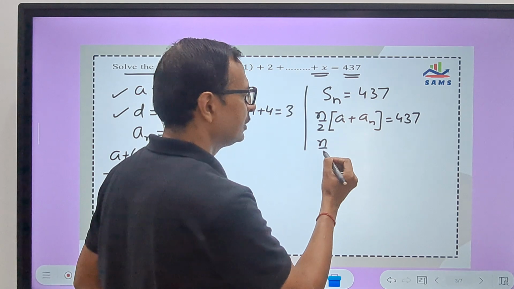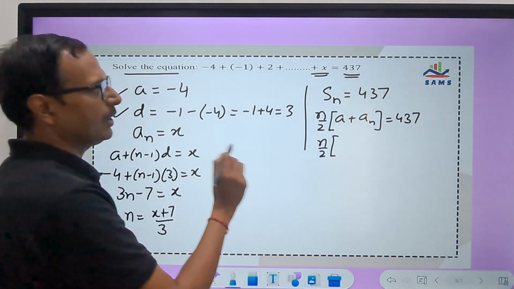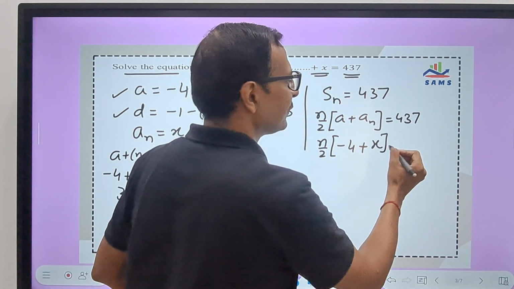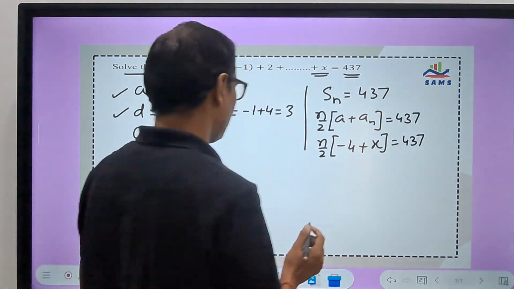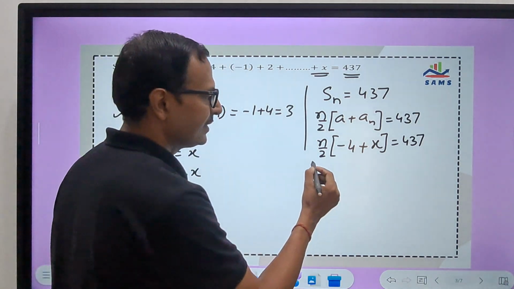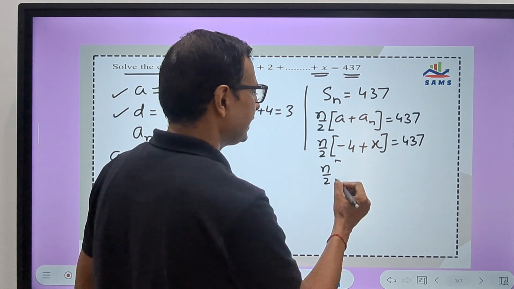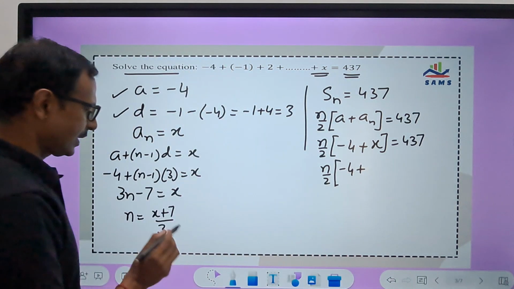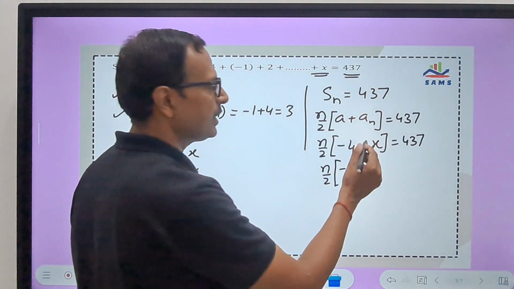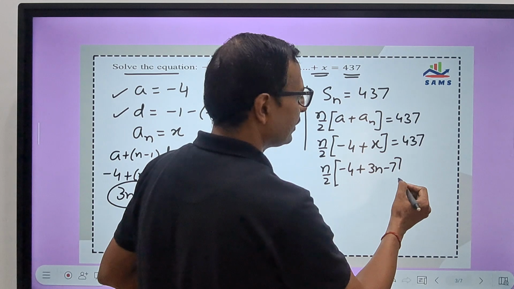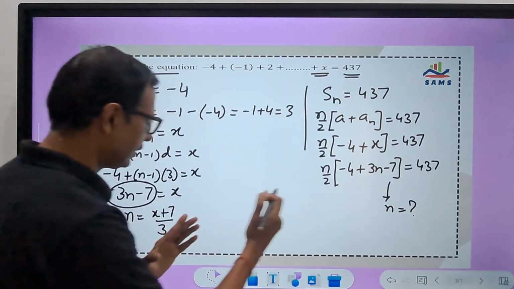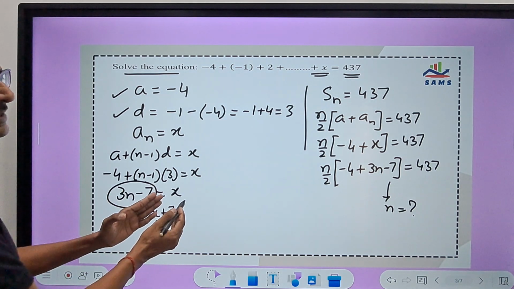So let's see where we will use this value. N upon 2, a is -4, and an is the last term x, equal to 437, and now the value of n is (x plus 7) by 3, which I can put here, right? So that gives me n upon 2 times (-4 plus the value of x, which is 3n minus 7), so I can put here 3n minus 7 and solve to get the value of n from here, which in turn when substituted here will give me x, right?